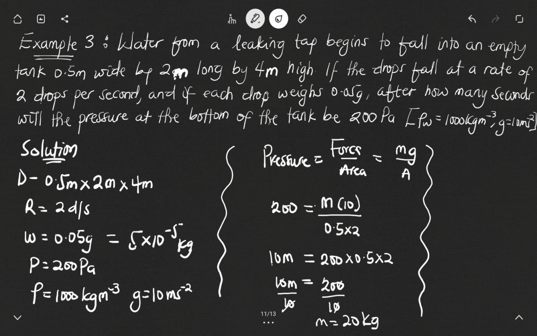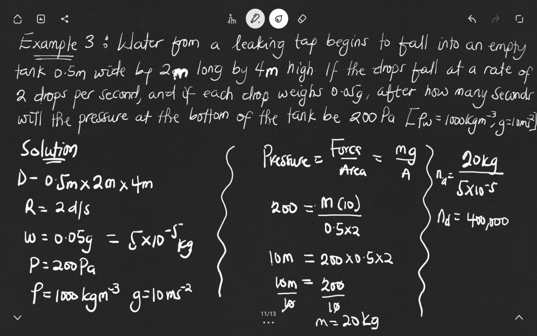So let's look at that. The total mass we have is 20 kilogram. Then we divide that by the weight of one drop to get the total number of drops that we have in the tank. So we divide by 5 times 10 raised to the power minus 5. So number of drops, nd, is equal to 20 divided by 5 times 10 raised to the power minus 5, which will give me 400,000 or 400k. So this is 400,000 drops, which will give me this particular weight, which is 20 kilogram, and that 20 kilogram will give me a pressure of 200 pascal at the bottom.